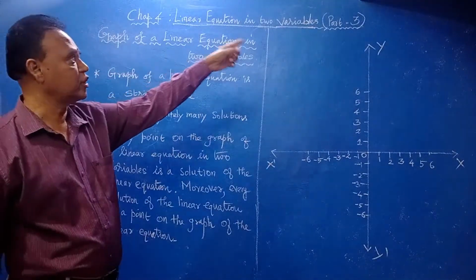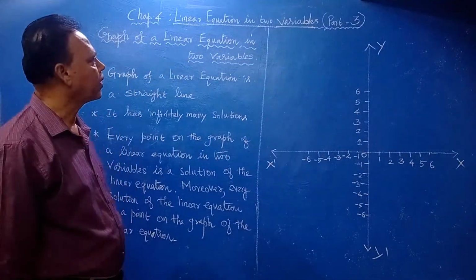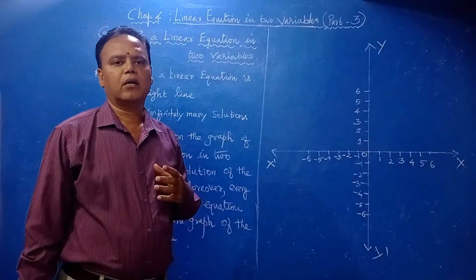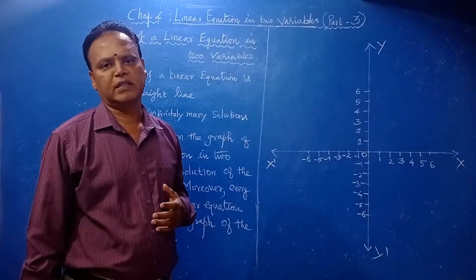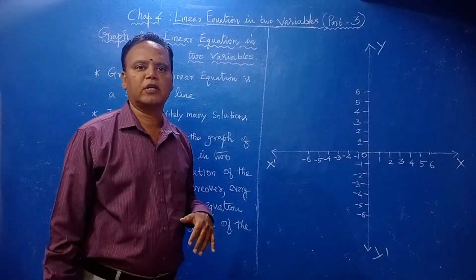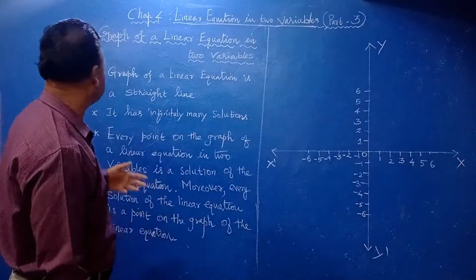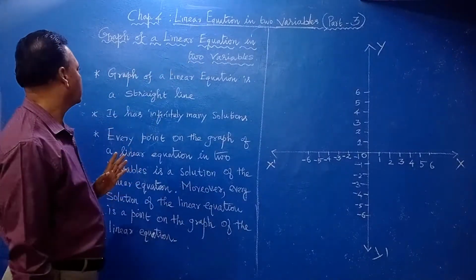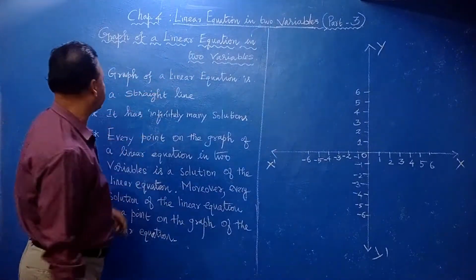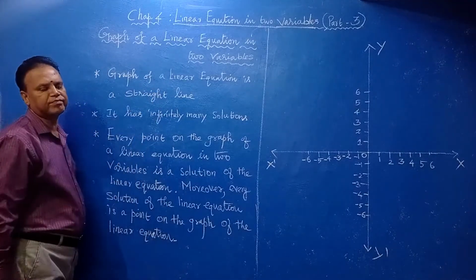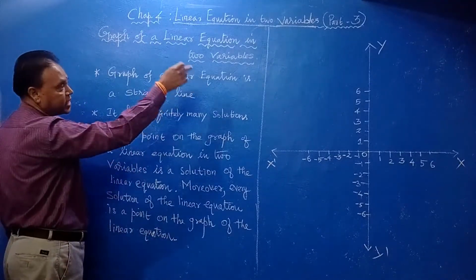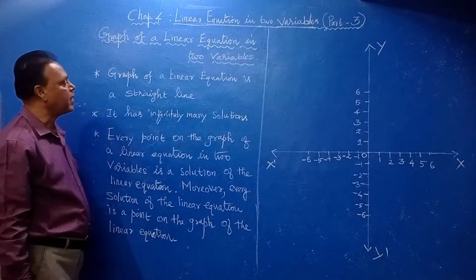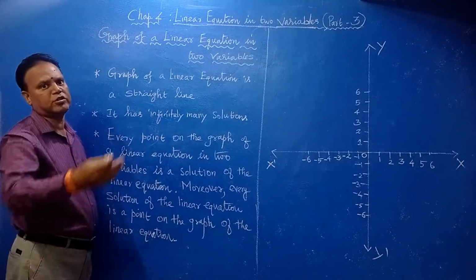Chapter 4, Linear Equations in Two Variables, Part 3. In Part 2, you studied solutions of linear equations. So, using solutions of linear equations, we are going to see the graph of a linear equation in two variables. The graph of a linear equation in two variables is a straight line. For that, you have to find the solutions.